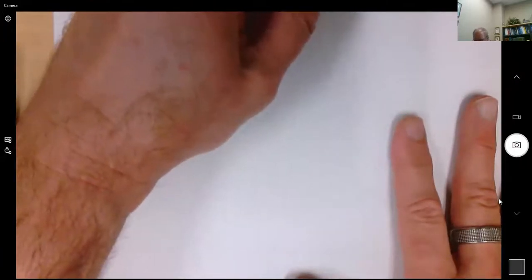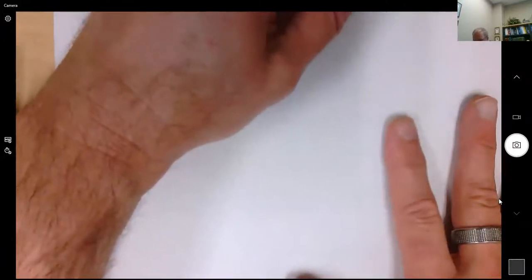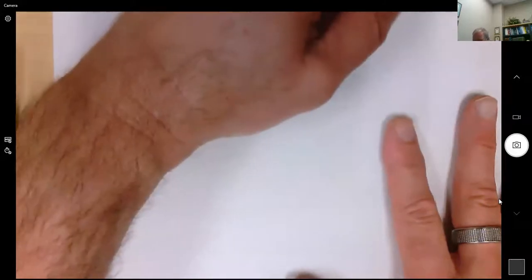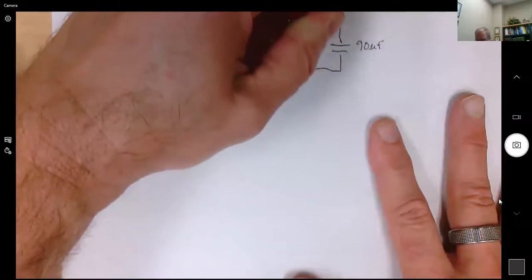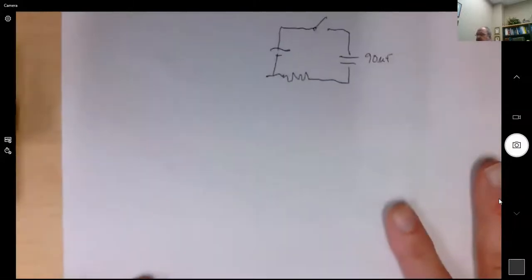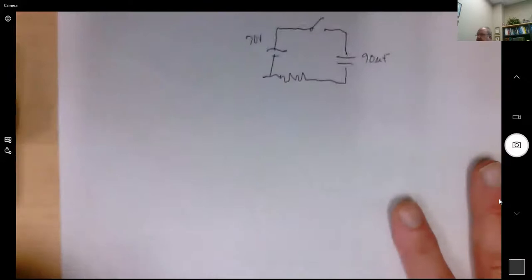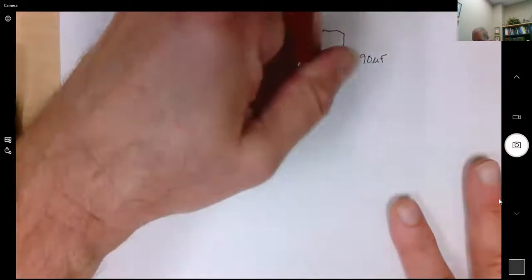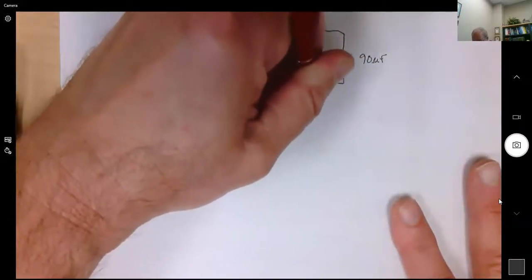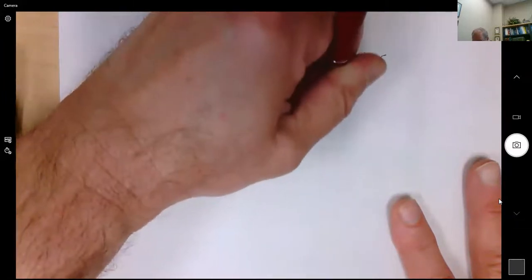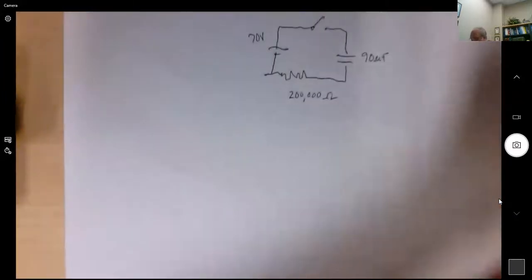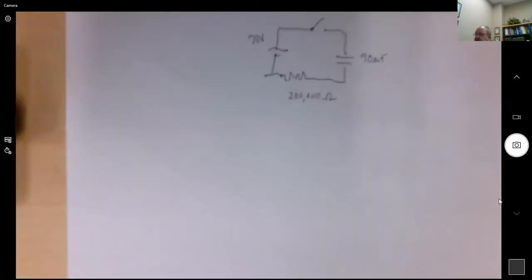So 70 volts, a switch, it's open, a 90 microfarad capacitor, and a 0.2 mega ohm resistor. That is a ghetto drawing if I've ever seen one. Okay, so 70 volts here. And the resistance is 200,000 ohms. Okay, so let's look for the equation in the book for capacitance and resistance.